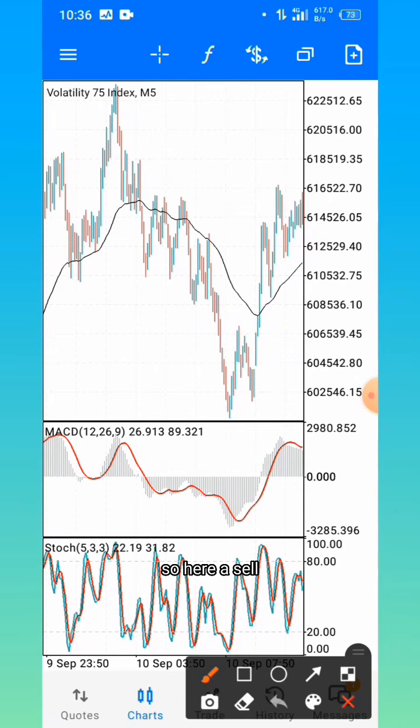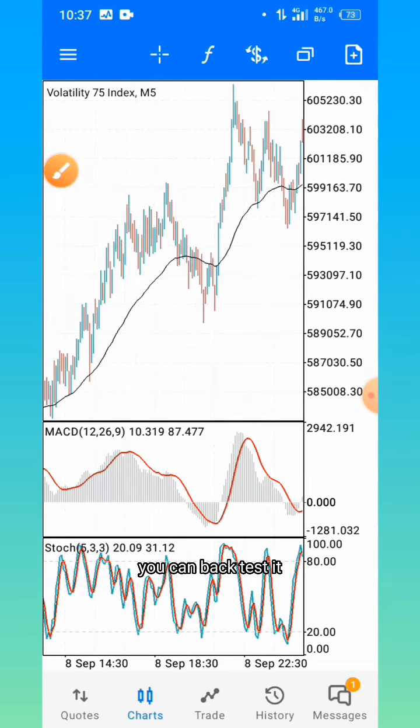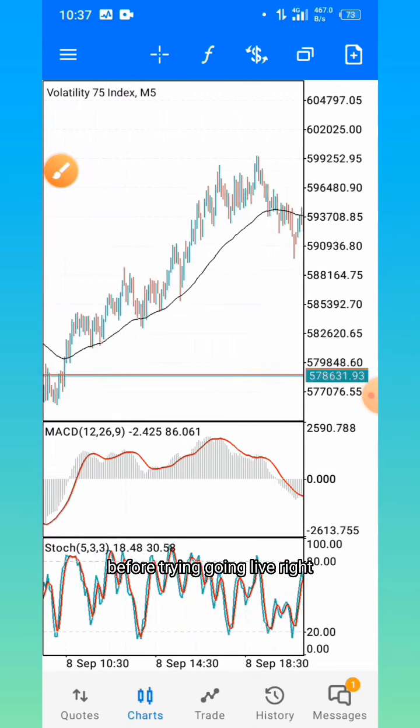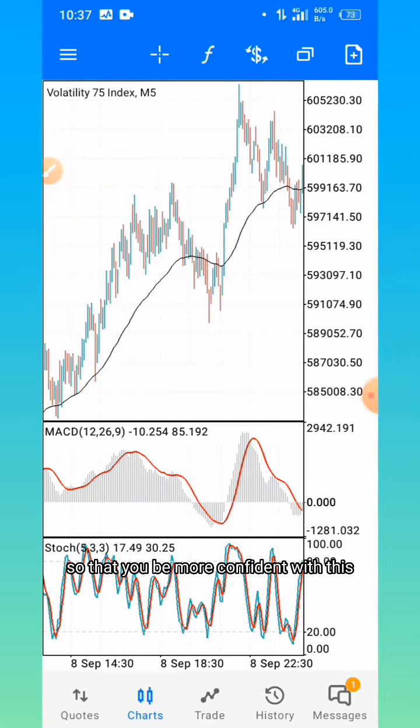So yeah, we got a sale, and I wait for my stochastic to be above the level 80, right? I enter my sales. So this is quite simple. You can backtest it and try it out on demo before going live, so that you'll be more confident with this strategy.